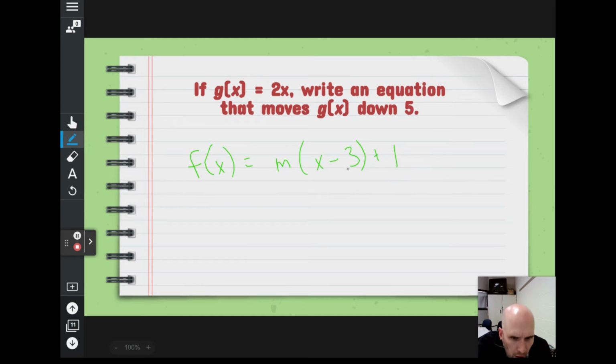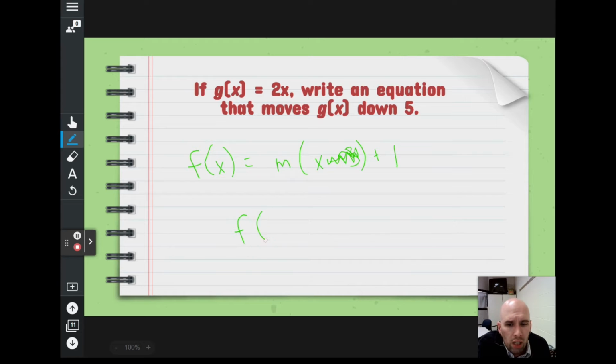If the number inside the parentheses is negative, go right. If the number inside the parentheses is positive, go left. It's opposite of what we're used to. If the number outside the parentheses is plus 1, in this case, you go up. If it's minus 1, you go down. I need it to go down, which means I don't care about it moving left or right. I'm not going to do anything to x inside of a parentheses.